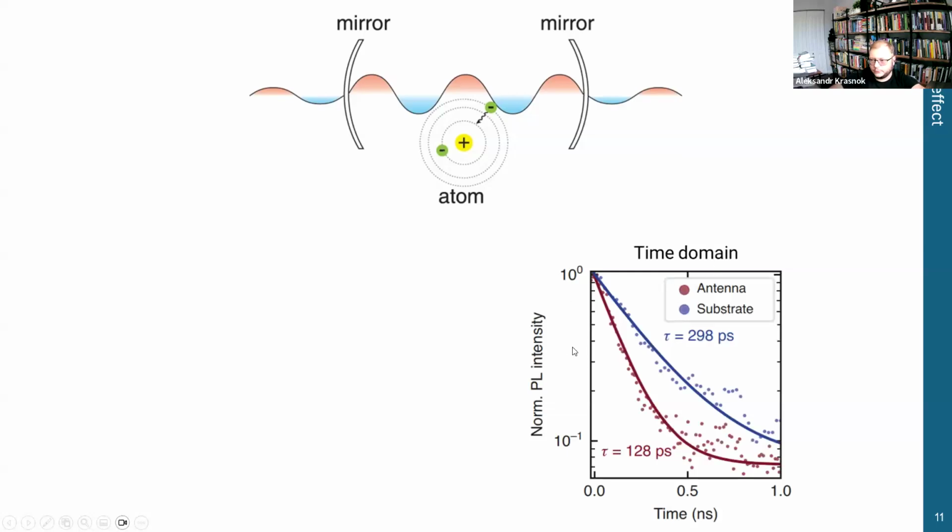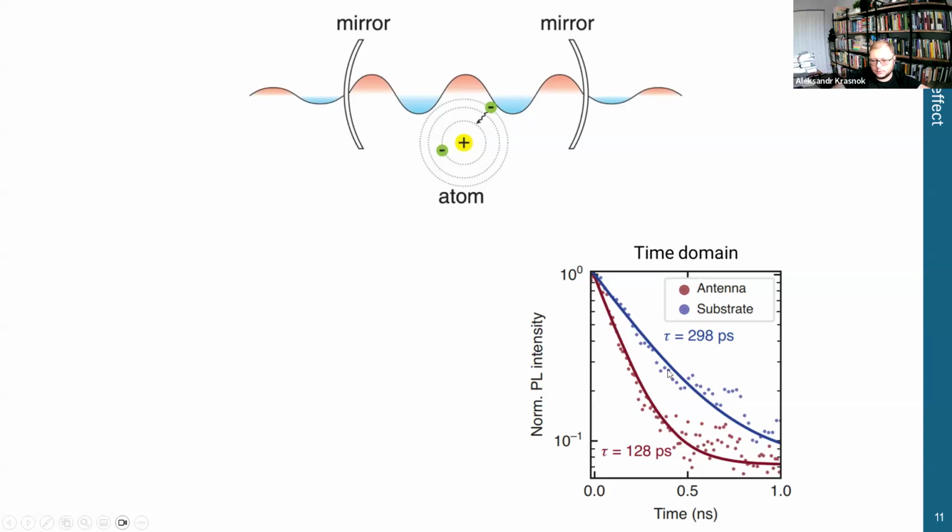This is what happens. This is a typical experimental result: normalized photoluminescence as a function of time in nanoseconds. For example, in a case without resonator, called substrate, the atoms radiate like this in time. So it's an exponential process. This y-axis is in logarithmic scale, so this linear means exponential decay.